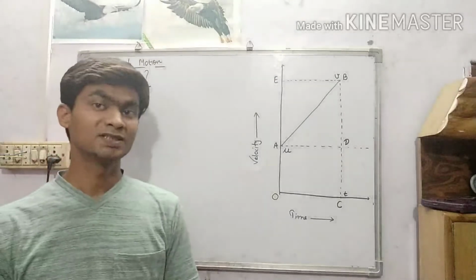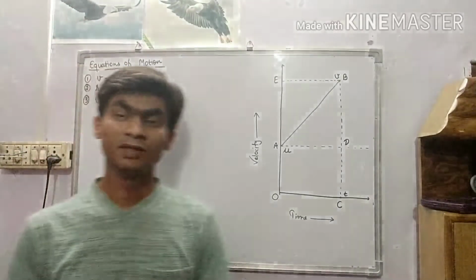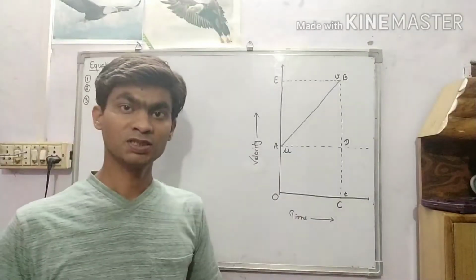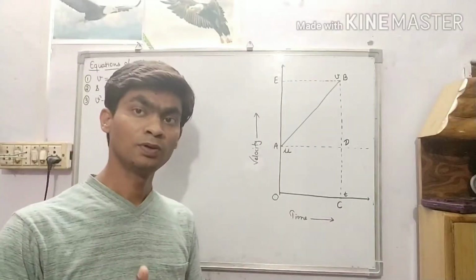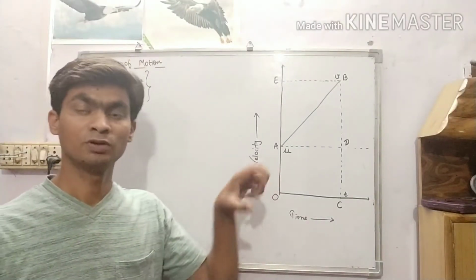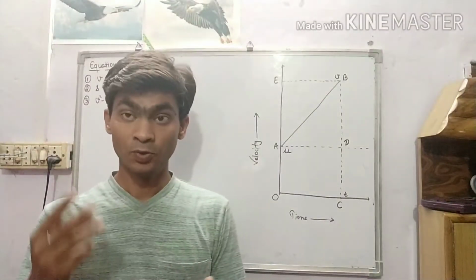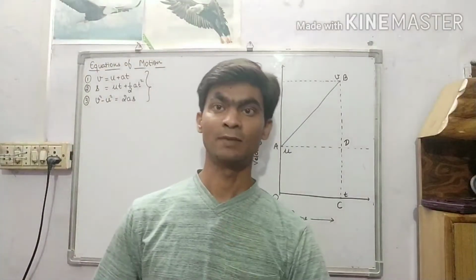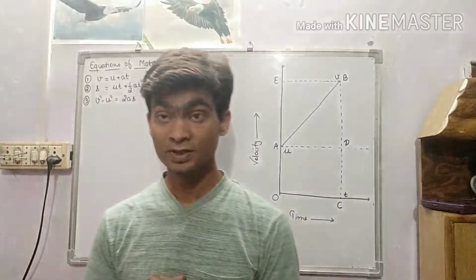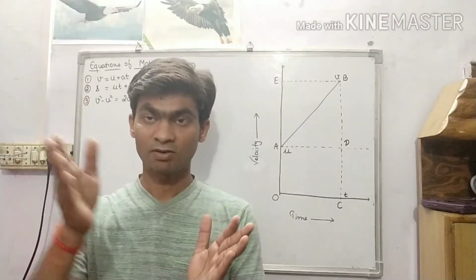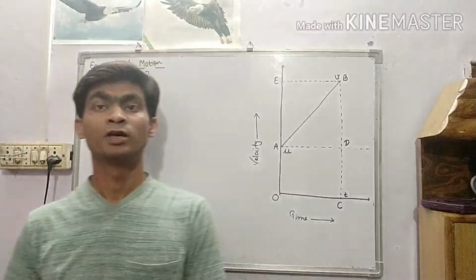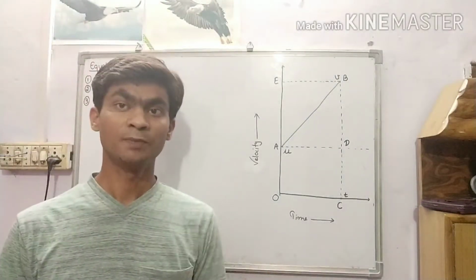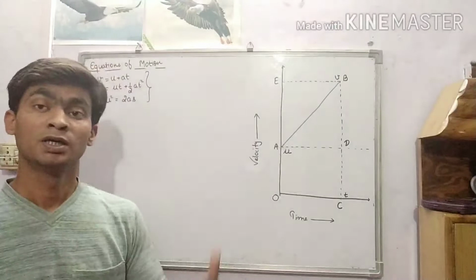Hello students. In this video I will be discussing the equations of motion that we have to obtain using the graphical method. Before this video you have seen how to represent the types of motion on a graph. We have two types of graph: one was the velocity time graph, and one was the distance time graph. In the distance time graph we learnt how to represent distance with time. In the velocity time graph we learned how to represent velocity with respect to time. Now, one step ahead, we have to prove the equations of motion using graphs.